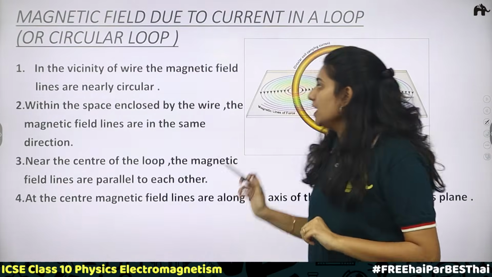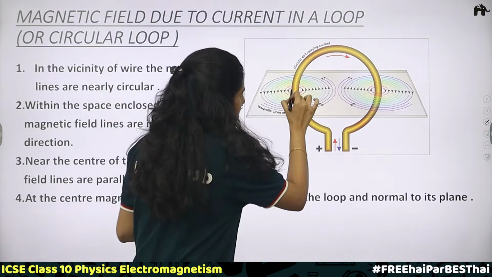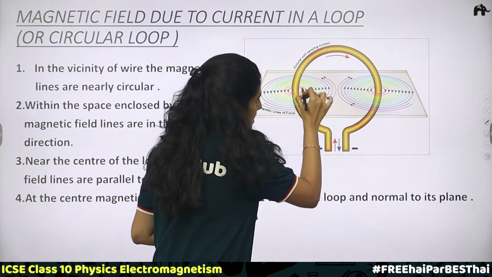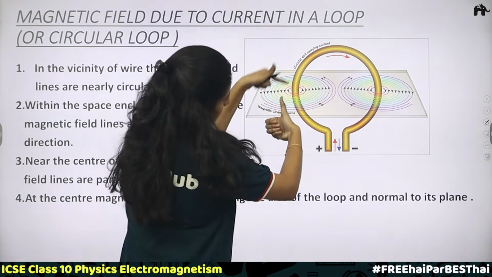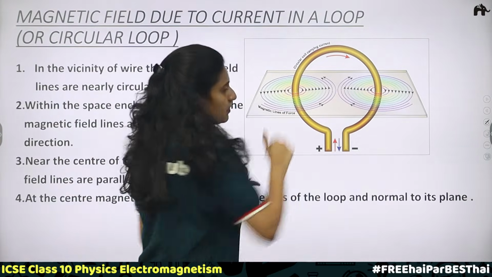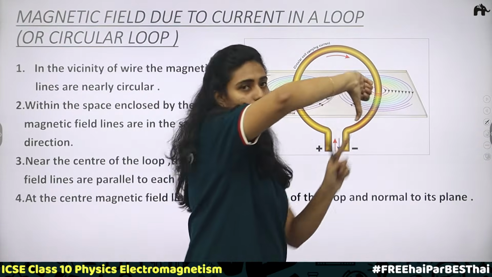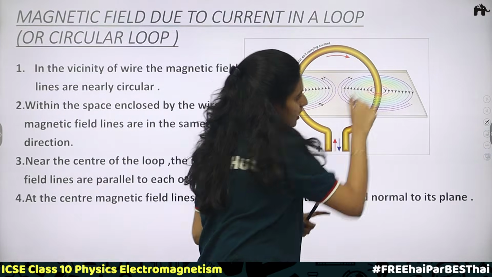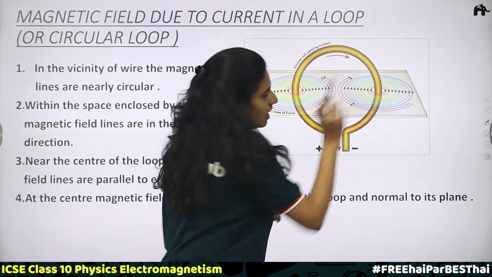Second point: within the space enclosed by the wire, the magnetic field lines are in the same direction. Around this wire, when you take this part, you can see the field lines in the same direction. This is the direction in which they are moving. When you are holding like this, the thumb shows the current direction, and the field direction is in this way. Next, when you take this case, here the current is flowing in this direction. The thumb shows the direction of current, and the fingers will be showing the direction of the field. So here it is in one direction and here it is in the other direction.